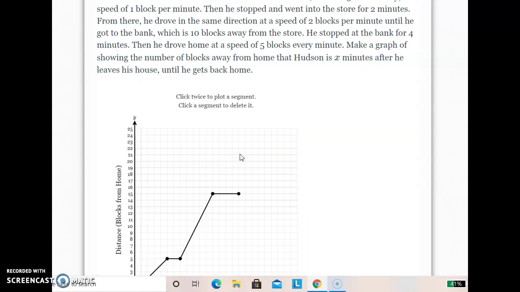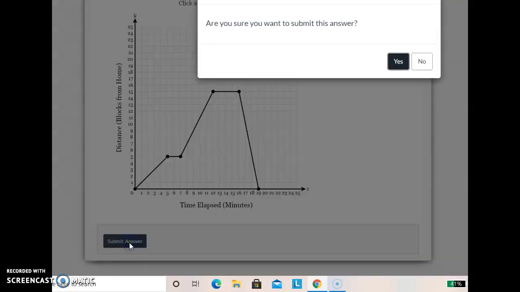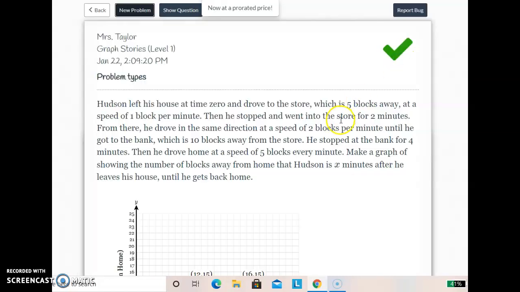Then he drove home at a speed of 5 blocks every minute. So if he's driving home, I'm going to go back down because I want the distance from home. So 5 blocks every minute. So I'm starting here and I need to go 5 blocks every minute. So that's 1, 2, 3, 4, 5. So that's 1 minute. 2 minutes. Over there, 3 minutes. And so this is the situation that I would have for Hudson going to the store and bank and coming back.